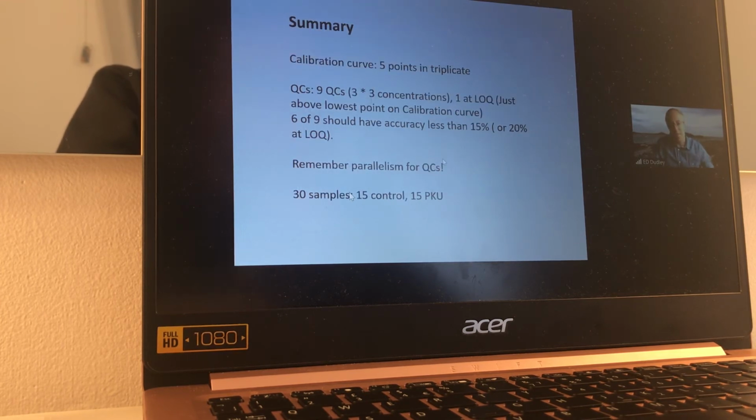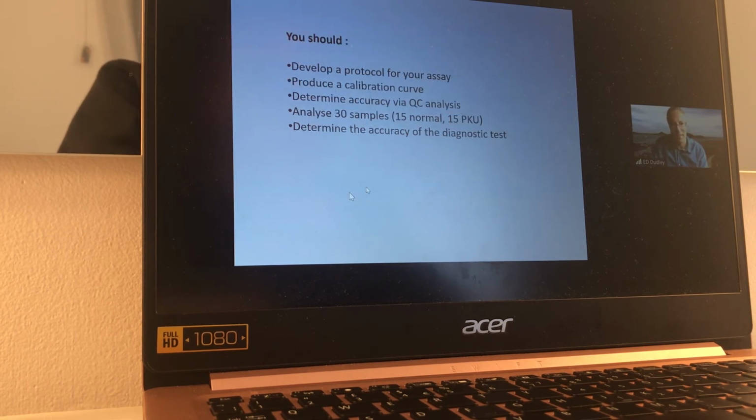Generally, if we were in the lab, we'd prepare a calibration curve, we'd prepare 9 QCs, so 3 duplicates of 3 different concentrations, and we'd run these 30 samples. But we're not in the lab, so we're not going to do that. What we are going to do is develop the actual assay itself.